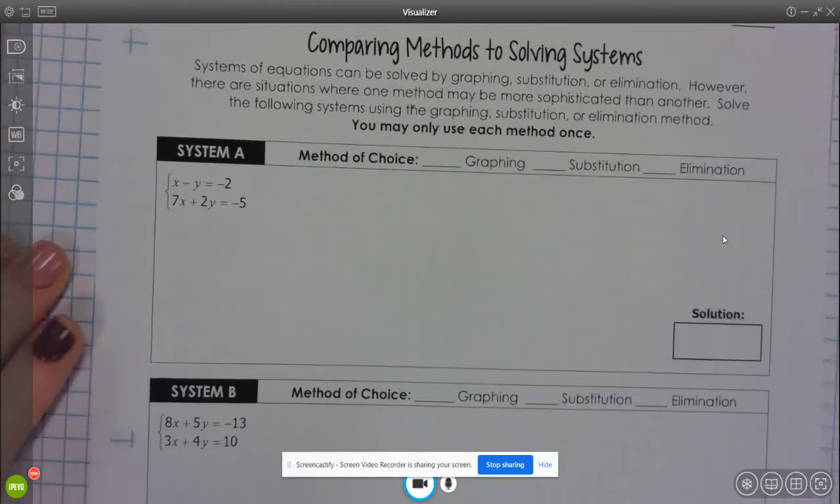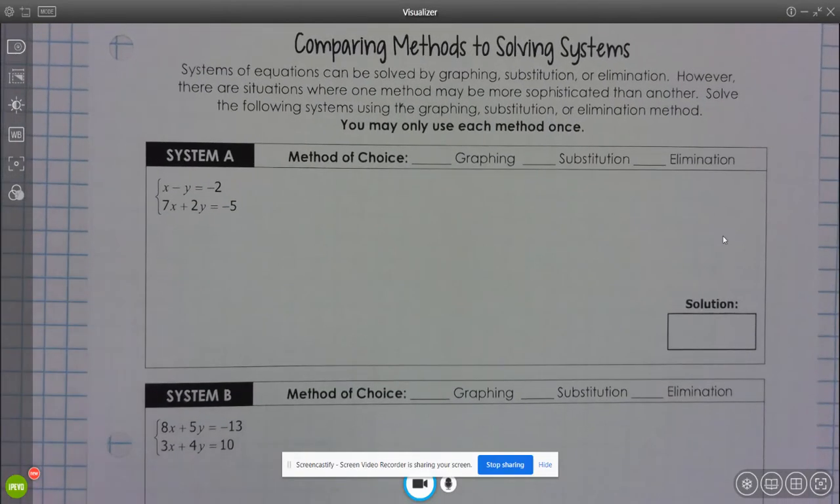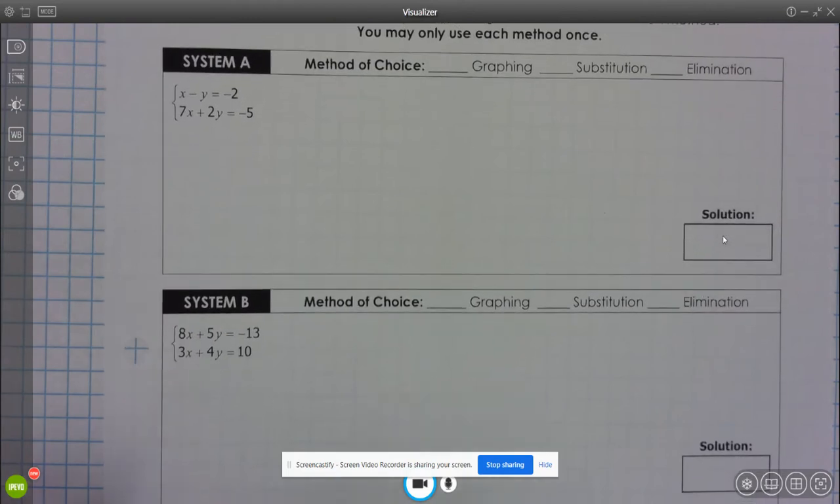All right, so in this video, we're going to look at comparing what method we would use to solve three different systems. One thing that I'm going to look at is if it's going to be easy for me to graph. So the things that I need to look at are, if it's in standard form, can I find the x and y intercepts quickly, and will they be whole number solutions?